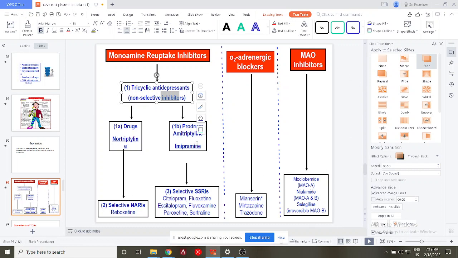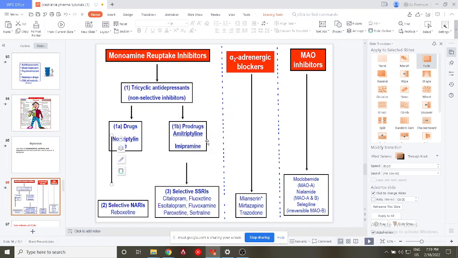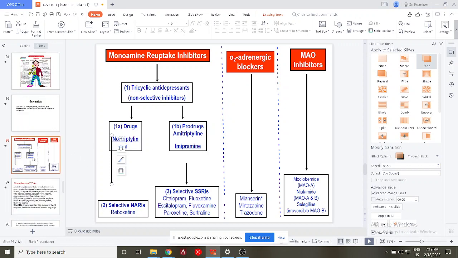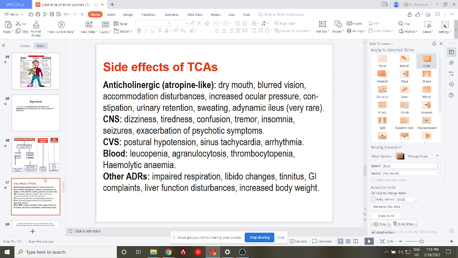Okay, so memorize this. You're going to see it in your croc. TCAs: nortriptyline, amitriptyline, imipramine. This is the main drug for depression. Okay, so moving on, we have side effects of TCAs.